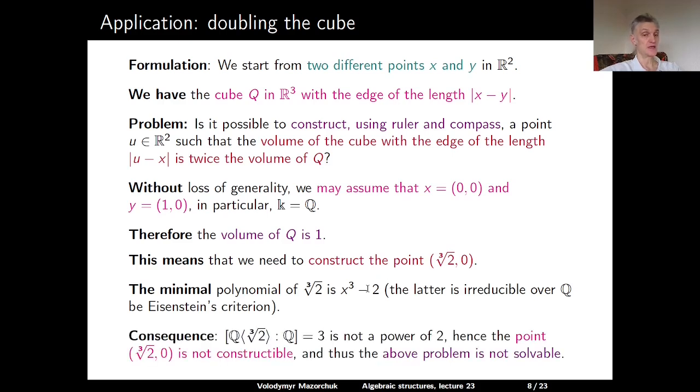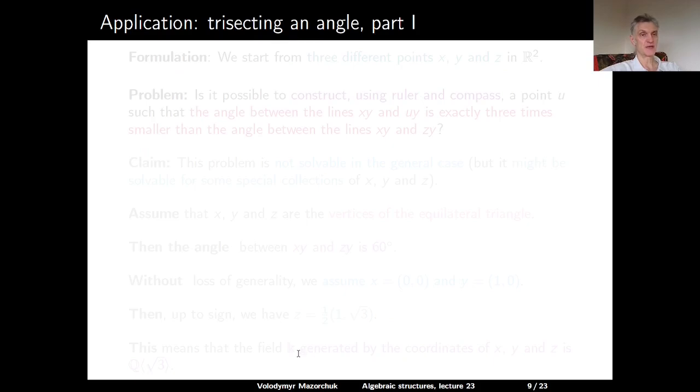Consequence: the dimension of the field extension where we adjoin to Q this cubic root of 2 is equal to 3. This is not a power of 2, and this means that our point, the cubic root of 2, 0, is not constructible, and thus the above problem is not solvable. Problem number 3 is the problem of trisecting an angle.